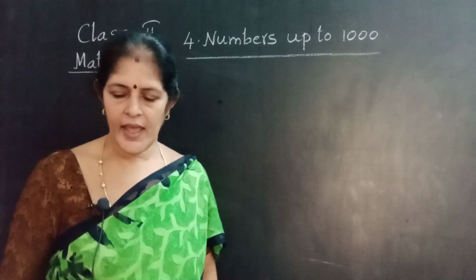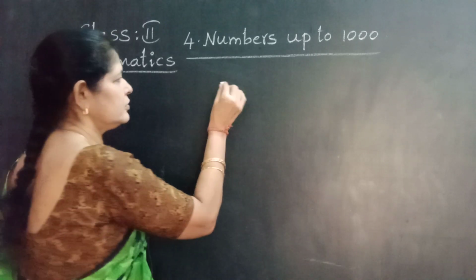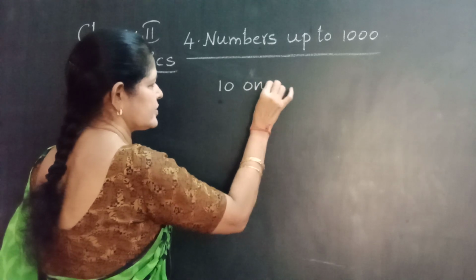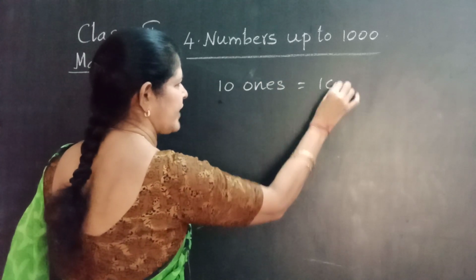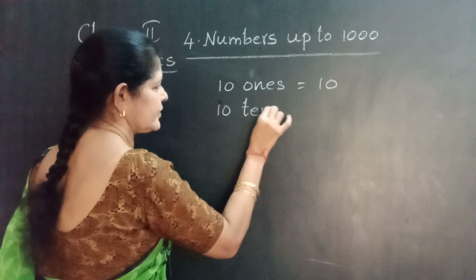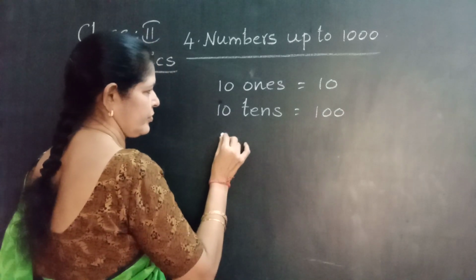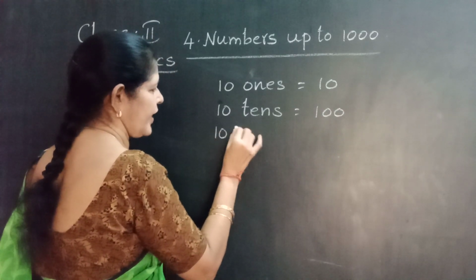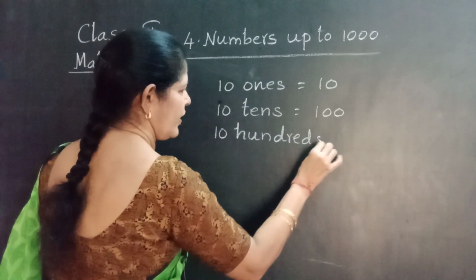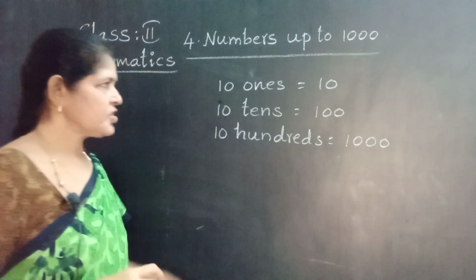1000. Here you have to remember one thing: 10 ones equal to 10. 10 tens equal to 100. Okay? 10 hundreds equal to 1000. Okay, my dear children?